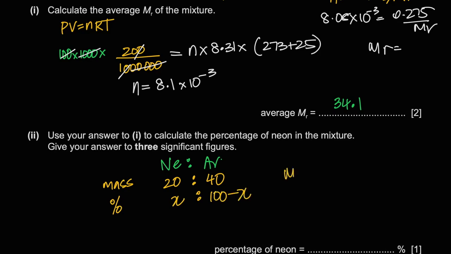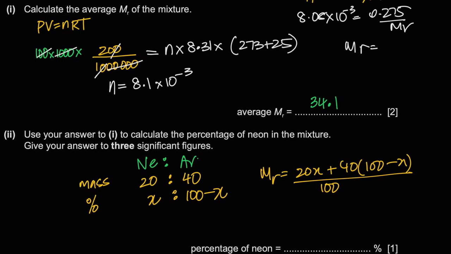And the average MR would be 20 into x plus 40 into 100 minus x over total percentage, which in this case is 100. And that equals 34.1. And if this equals 34.1, you can solve for x this way. I am assuming x is definitely less than 50, maybe around the 30s. Somebody has to do the math for me and tell me. So x in this case is 29.5. Is that what you guys are getting?